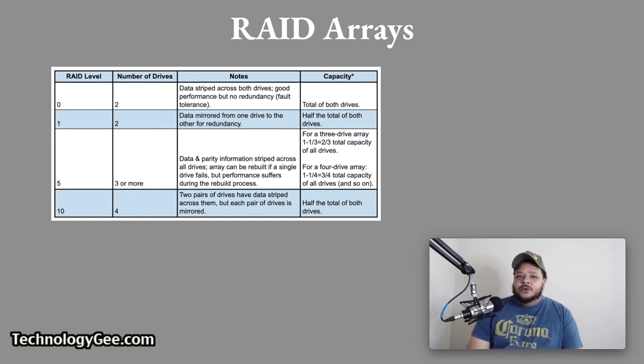RAID 5 uses three or more drives. The data and the parity information are striped across all drives. The array can be rebuilt if a single drive fails, but performance suffers due to the rebuild process. And then you have RAID 10 or RAID 1 plus 0. It uses four drives. Two pairs of drives have data striped across them, but each pair of drives is also mirrored.